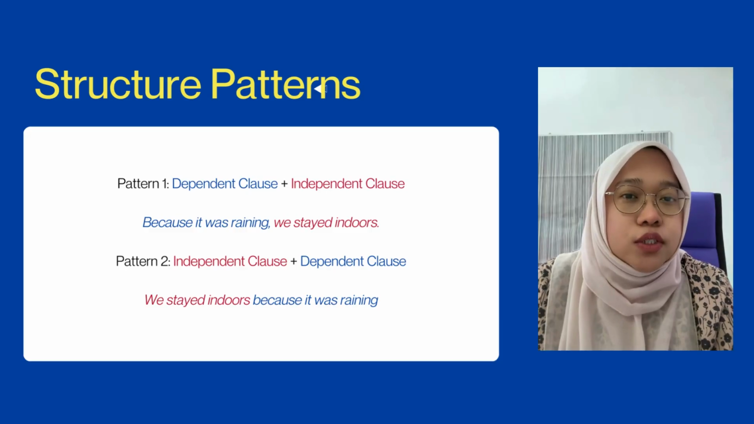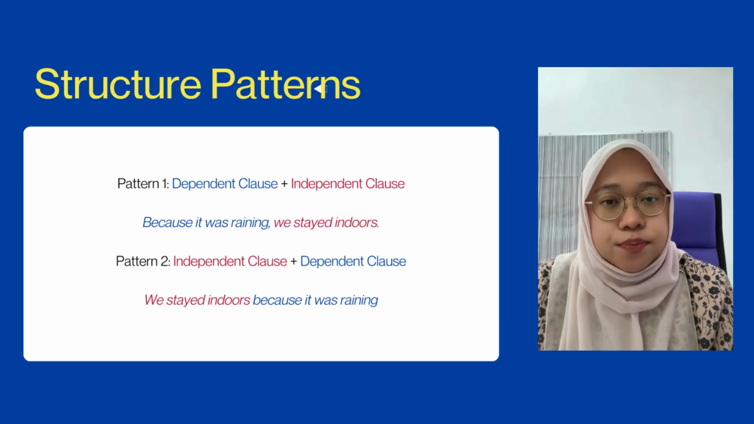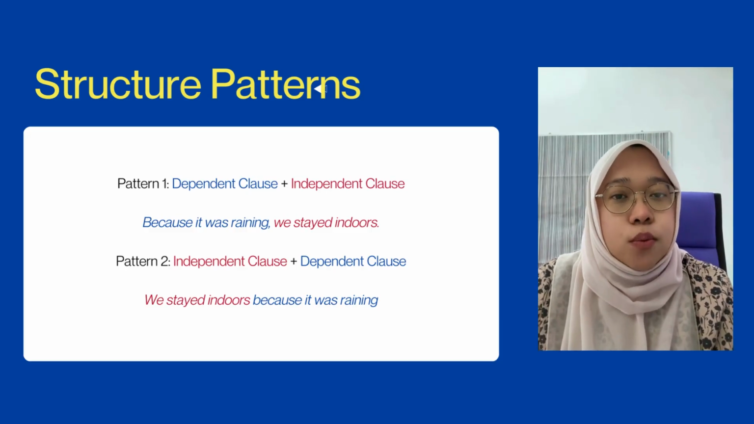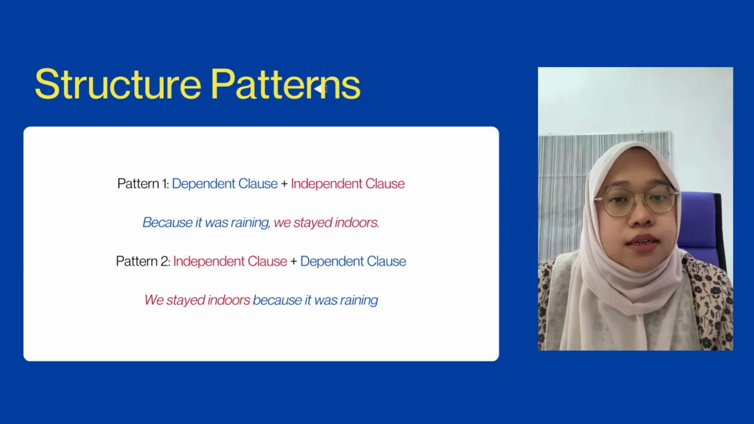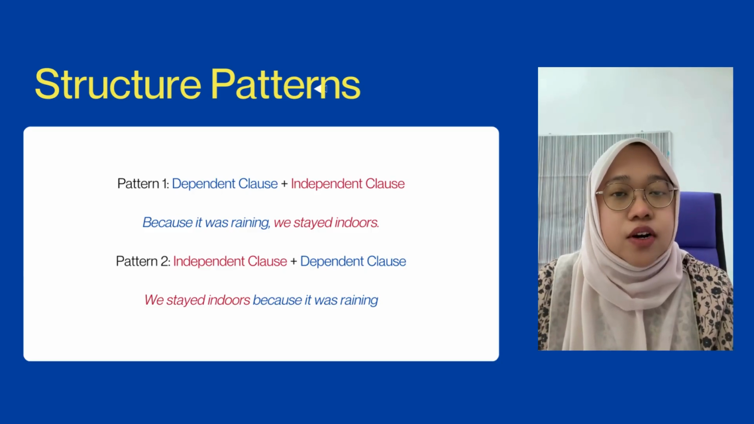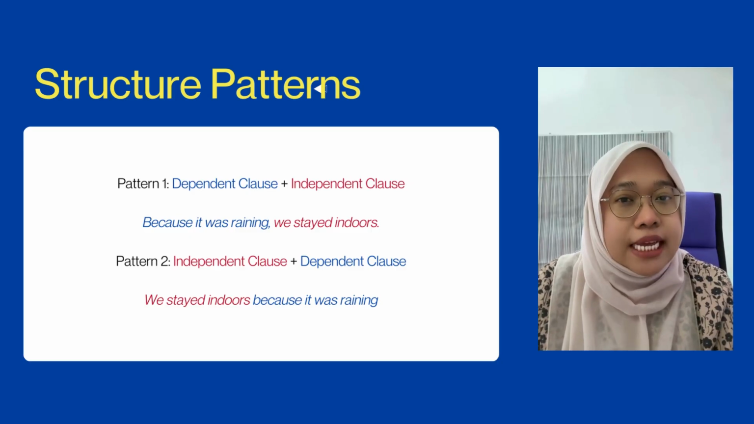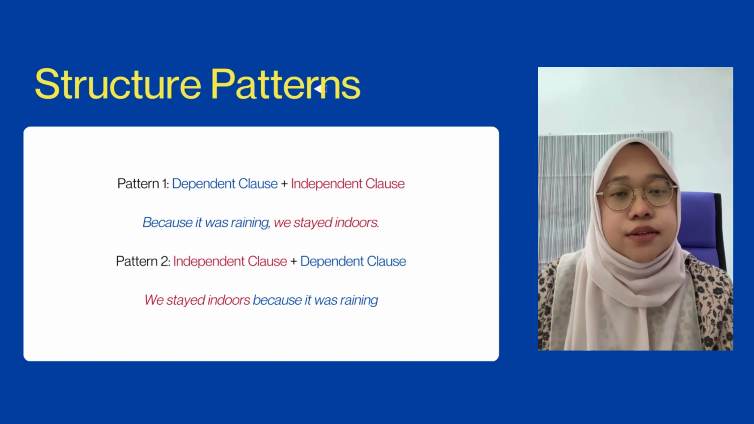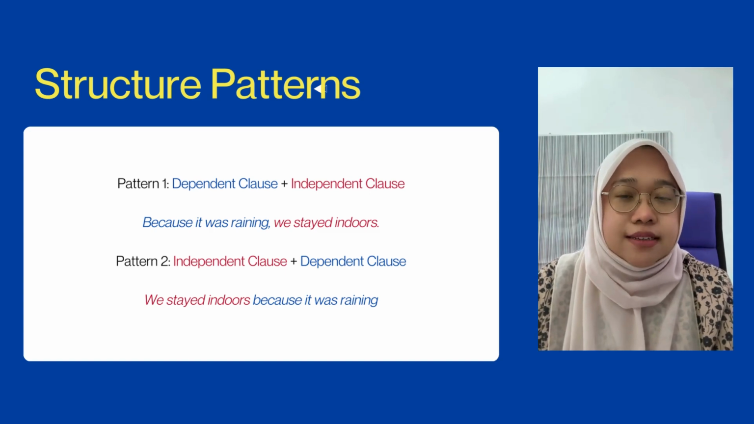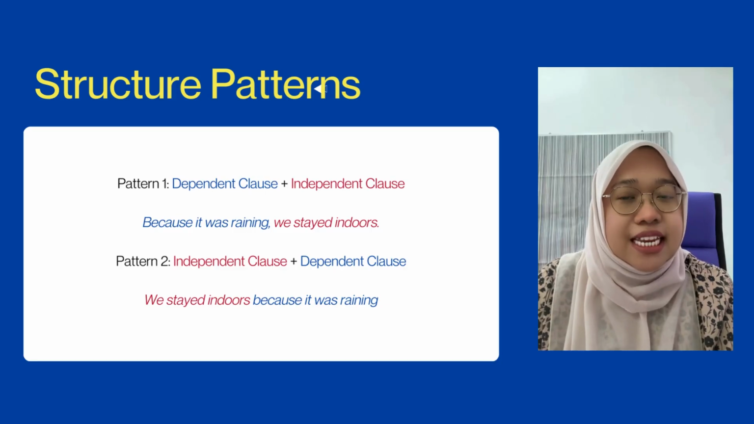So how to structure complex sentences? There are two common ways to put these sentences together. The first one: dependent clause first, then a comma, then the independent clause. For example, because it was raining, we stayed indoors. The next one: we start with the independent clause first, then the dependent clause. No comma needed. For example, we stayed indoors because it was raining.